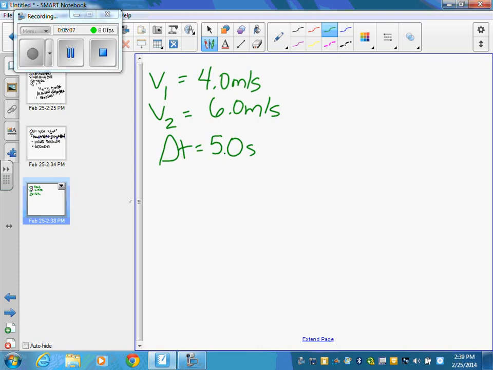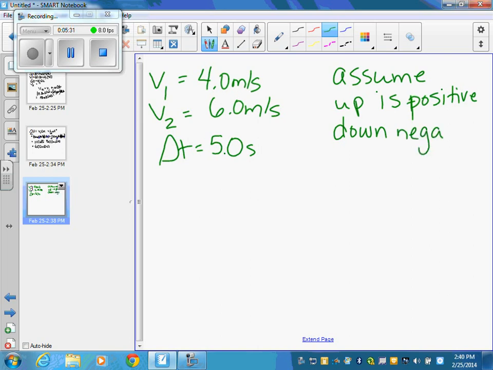Well, there is a problem with this. We are given a direction, right? We are given up and down. So most of the time, actually I should almost say all the time, we assume up is positive, down is negative. So that should be plus 4, minus 6. But then you have to give it a direction.